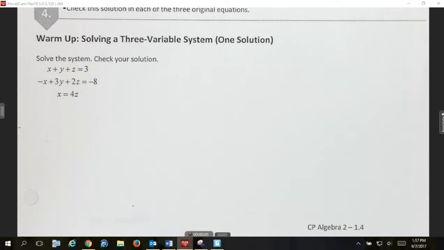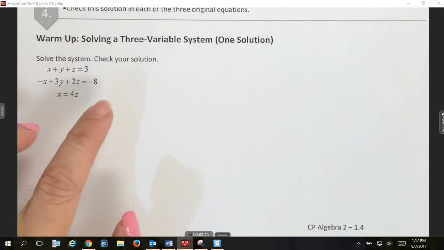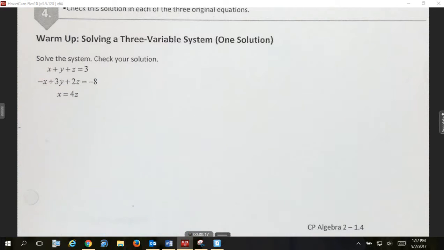Last night's assignment was solving systems by substitution and elimination. We're going to be doing the same thing today. The only difference is today we have 3 variables. And because we have 3 variables, we now have 3 equations. For every variable, you have to have another equation to be able to solve it. So with 3 variables, we have 3 equations.